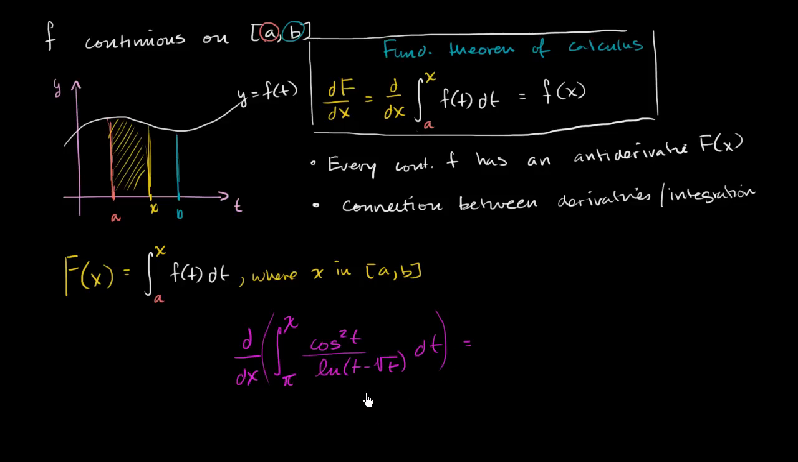We essentially, and you can even pattern match up here, and we'll get more intuition of why this is true in future videos, but essentially everywhere where you see an f of t, everywhere you see a t, replace it with an x, and it becomes an f of x. So this is going to be equal to cosine squared of x over the natural log of x minus the square root of x. You take the derivative of the integral where the upper boundary is x, and it just becomes whatever you were taking the integral of, as a function of x instead of t.